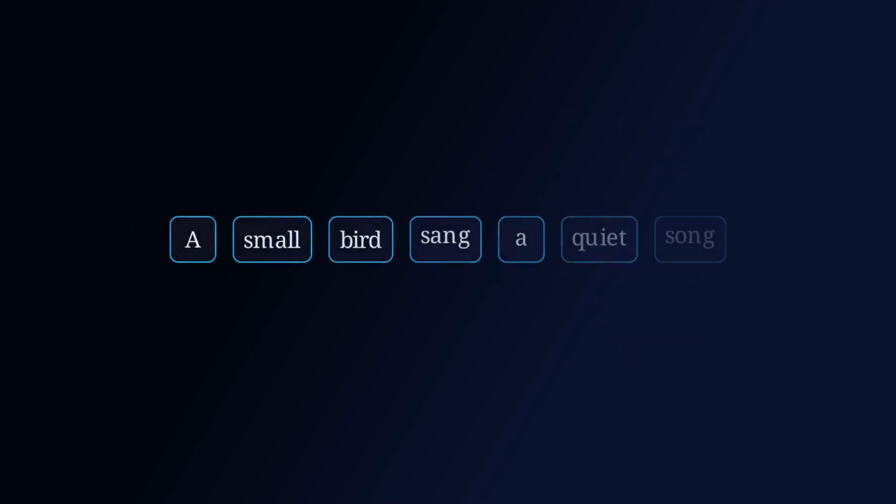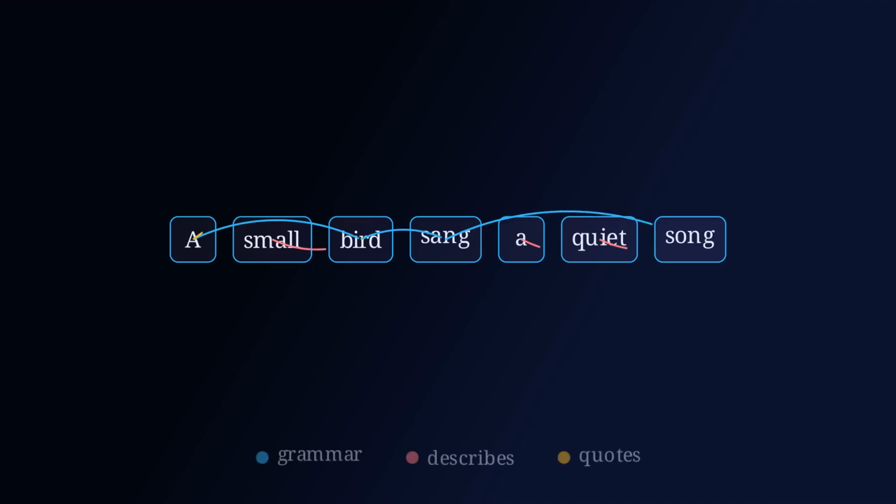And there is not just one attention operation per layer. There are many running in parallel, called heads. One head might track grammar, another might follow which words describe which, another might match quotation marks. Together they read the sentence from many angles at once.